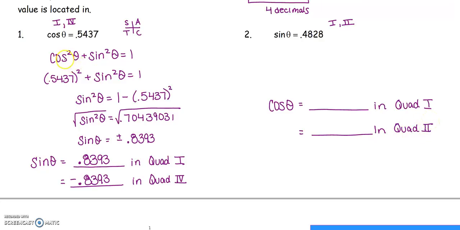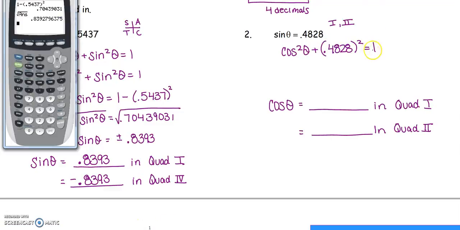So if we use cosine squared plus sine squared is equal to 1, we've got that the cosine squared of theta plus 0.4828 squared is equal to 1. And we're going to do all of this on our calculator now. We're going to say 1 minus that 0.4828 squared. We'll click enter. That's what the cosine squared is equal to.